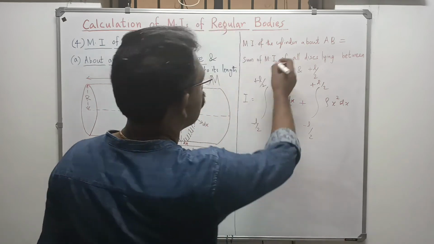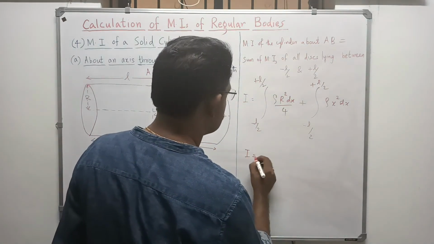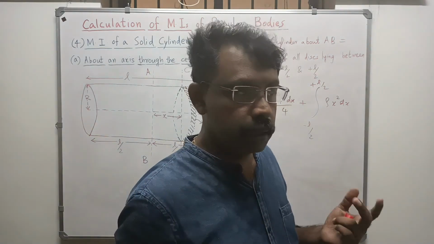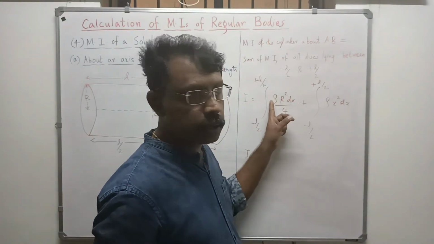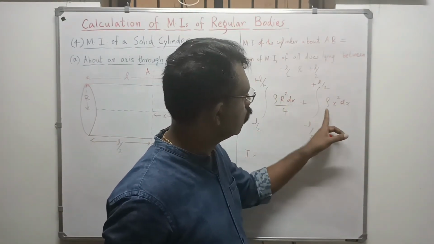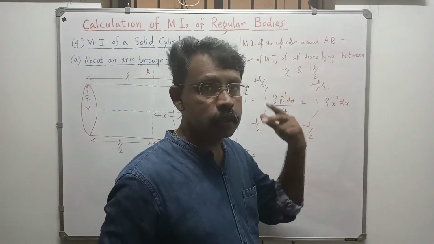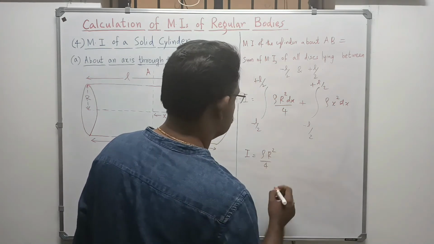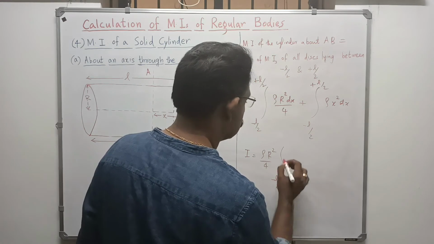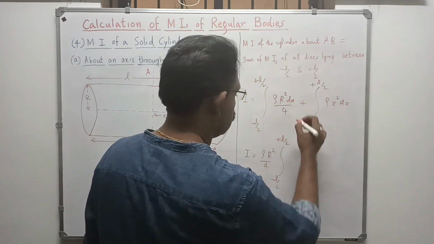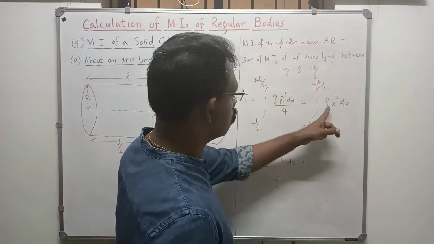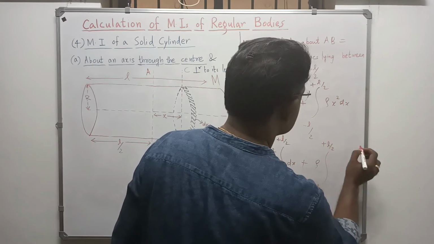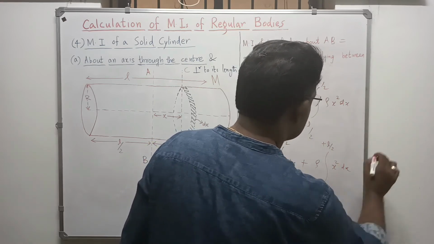So moment of inertia of the cylinder about AB that we are getting, that is I, is equal to, rho is a constant. Rho is equal to mass of the cylinder by length of the cylinder. It is a constant. Radius of the cylinder is a constant. 4 is a constant. So all constants can be taken outside. So I will get rho r squared by 4 times the integral from minus L by 2 to plus L by 2 of dx, plus rho times the integral from minus L by 2 to plus L by 2 of x squared dx.